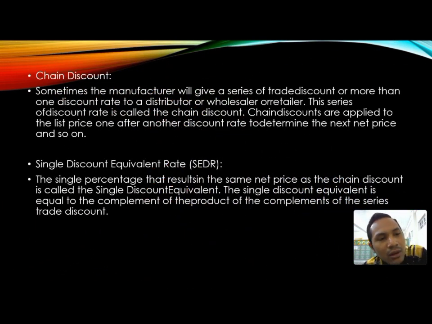Chain discount. Sometimes the manufacturer will give a series of discounts, or more than one discount. For the conclusion that I can give, chain discount is the trade discount percentage with more than one discount rate. Single discount equivalent rate is the single percentage that results in the same net price as the chain discount. It is called the single discount equivalent.